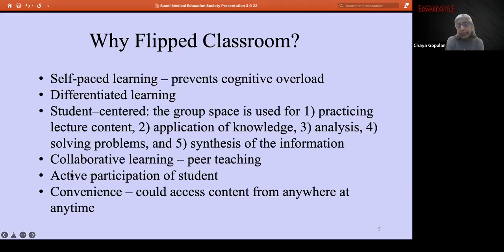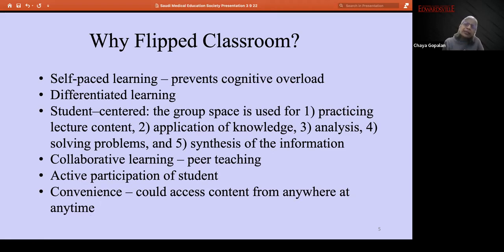Then active participation of student. Here, students are not passively taking notes. There is not much note-taking going on. Instead, everybody has to be engaged in asking questions or answering questions within the group, participating in the group activity, okay? And another thing that flipped teaching offers is convenience.